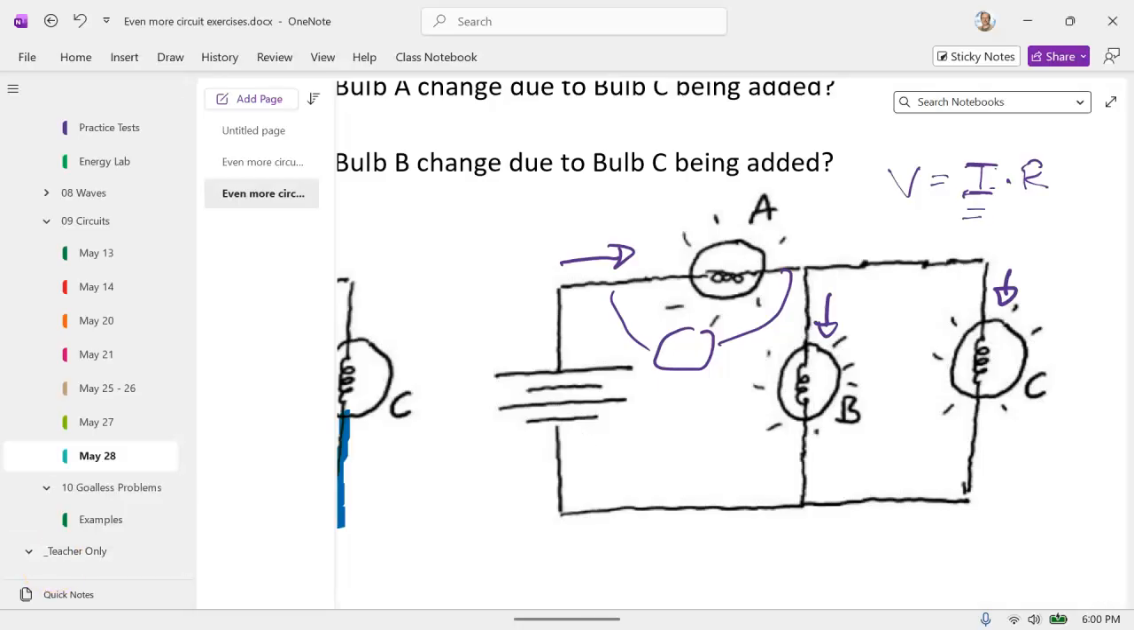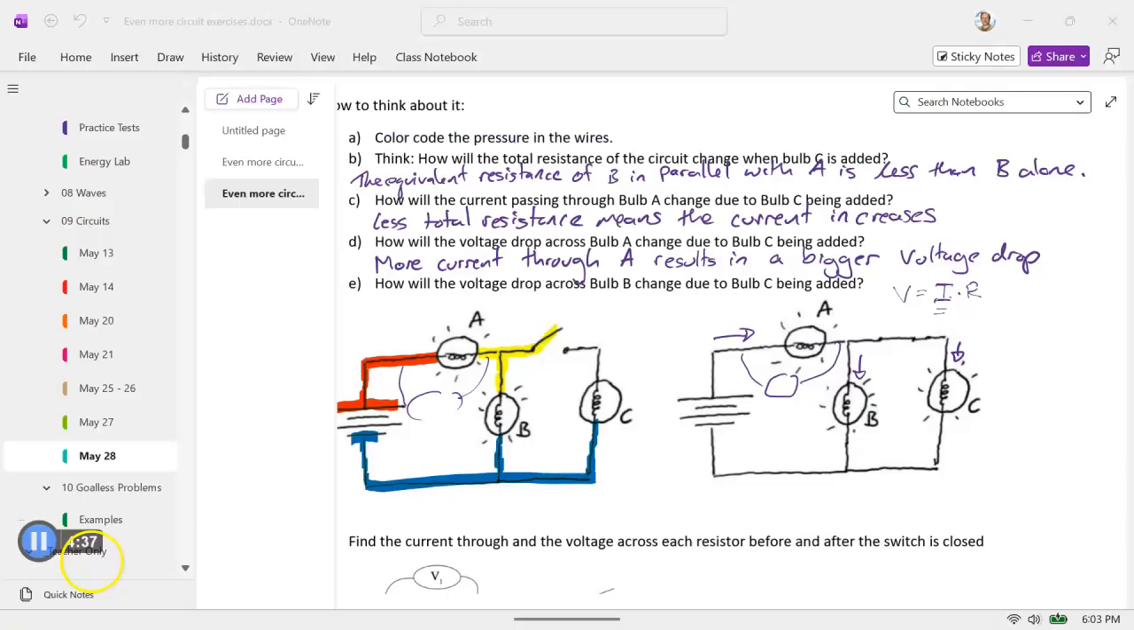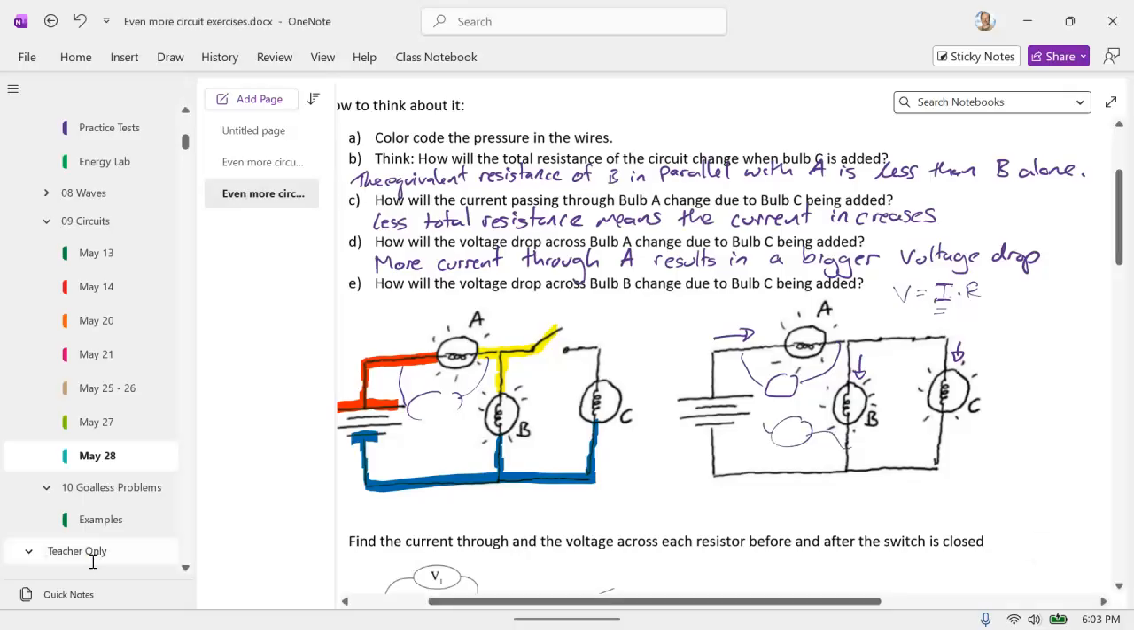Let's see that in the simulation. The voltage drop across bulb A is 6 volts. When I close the switch, the voltage drop is 8 volts. Right? Current increased when I closed the switch, and so did the voltage drop across bulb A. More current through bulb A results in a bigger voltage drop. The last thing to think about is how will the voltage drop across B change? How will this voltage drop change?